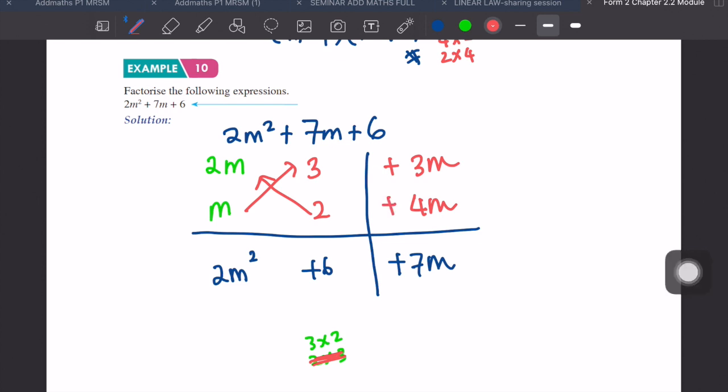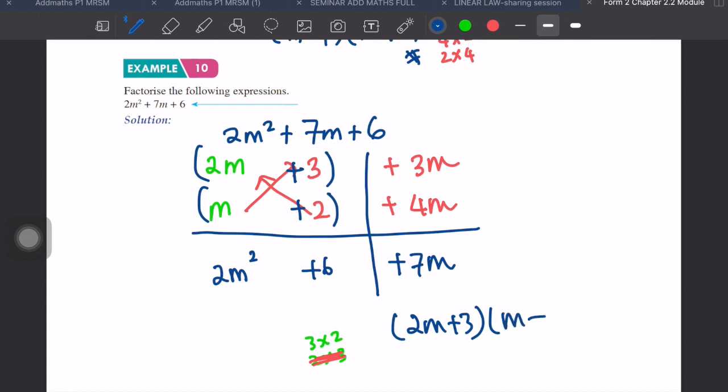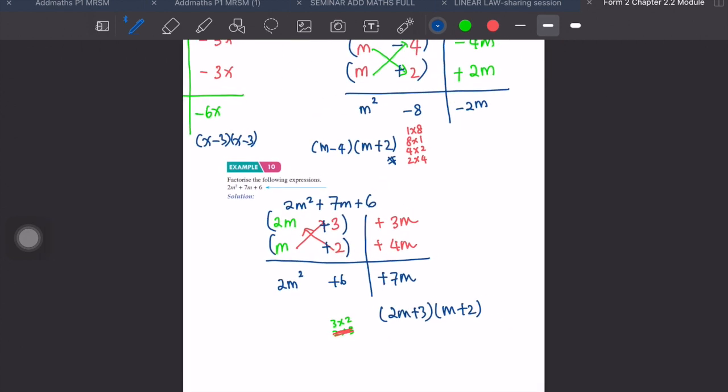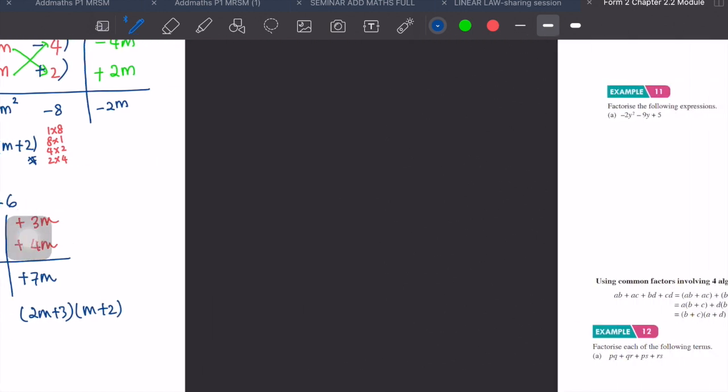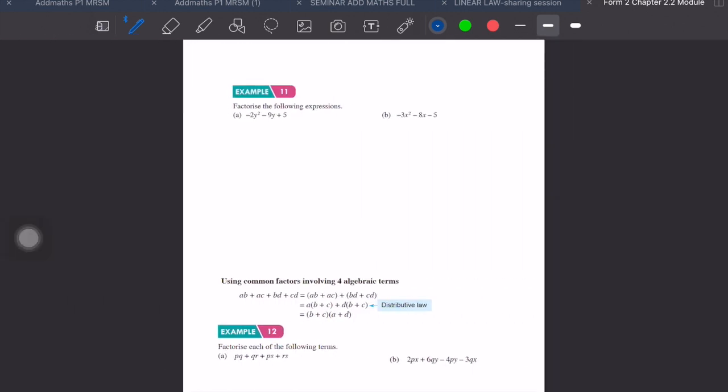Depan sini tambah. Depan sini pun tambah. Depan sini tambah. Sini pun tambah. Okay, so this is our factor. So 2M plus 3M plus 2. Saya harap clear. Okay. So example 11 pun sama.